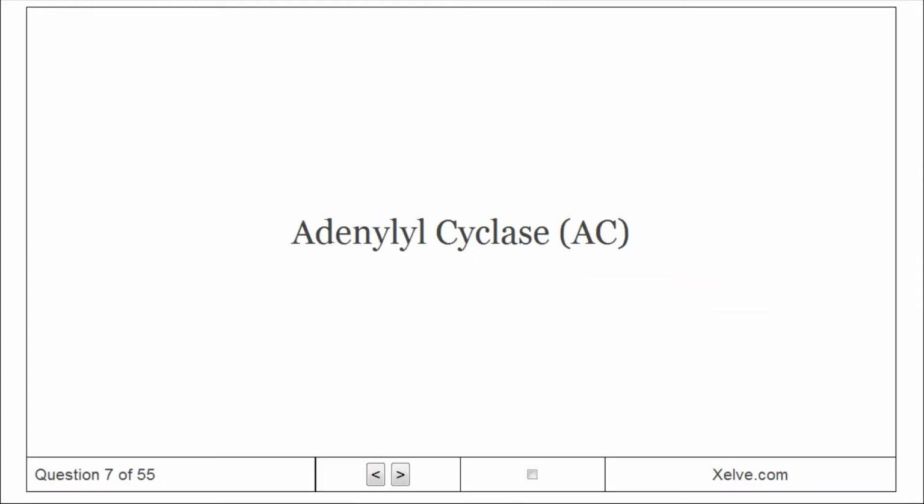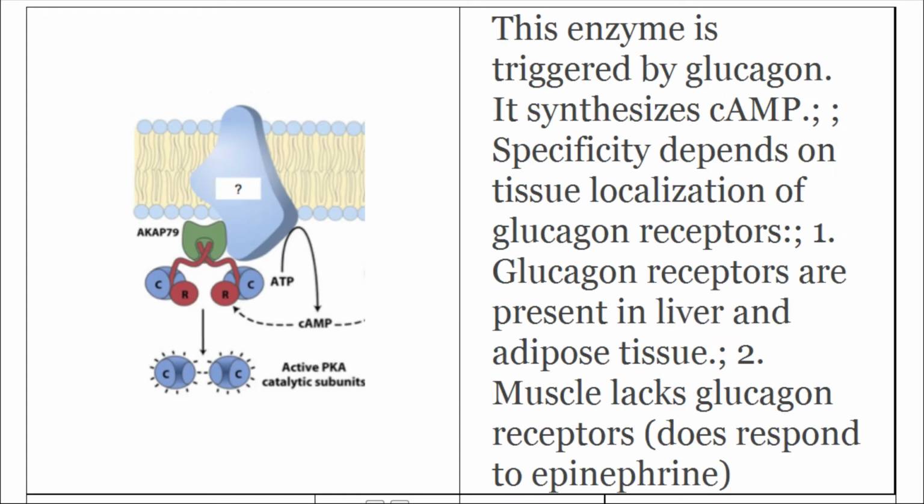Adenylyl cyclase. This enzyme is triggered by glucagon. It synthesizes cAMP. Specificity depends on tissue localization of glucagon receptors. 1. Glucagon receptors are present in liver and adipose tissue. 2. Muscle lacks glucagon receptors.